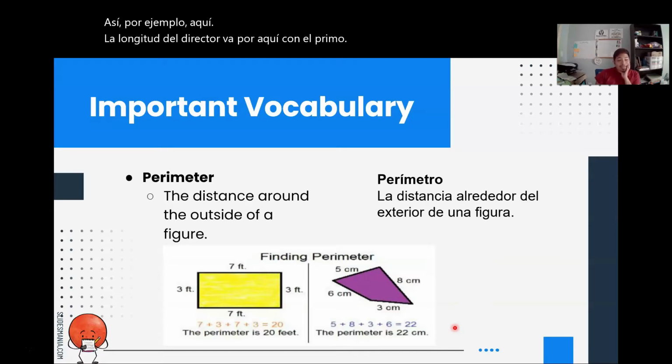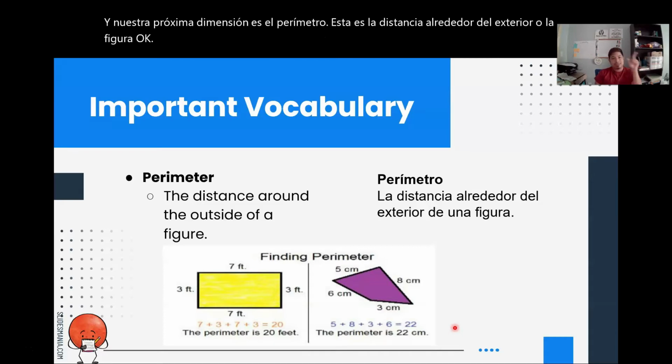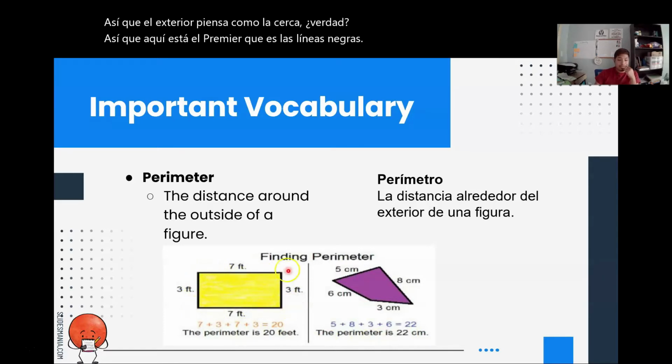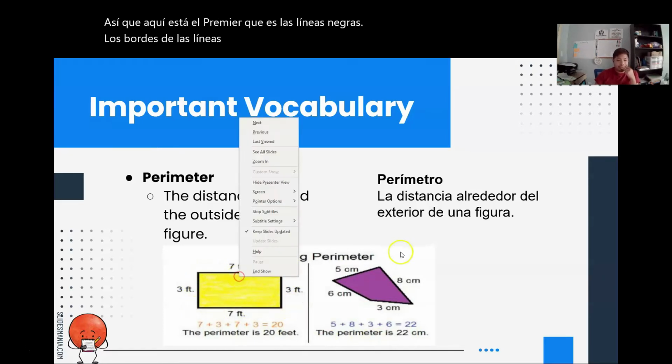And our next dimension is perimeter. This is the distance around the outside of a figure, okay? So the outside. So kind of think of like the fence, right? So here is the perimeter, which is the black lines, the edges of the black lines of a figure. And here también.